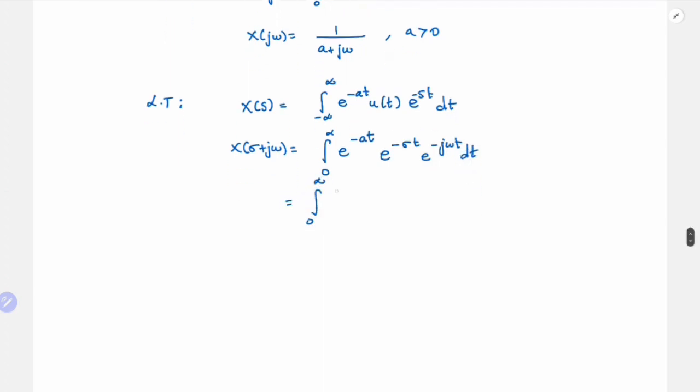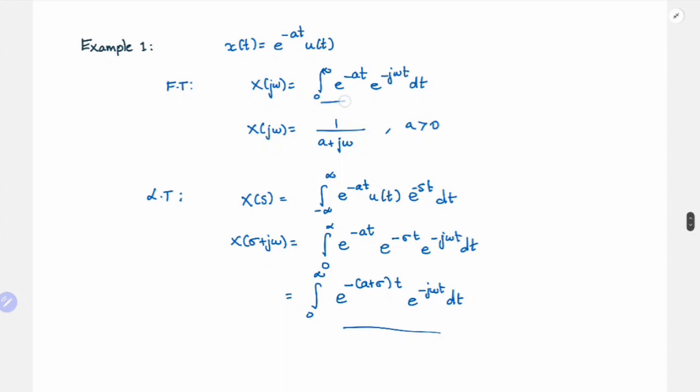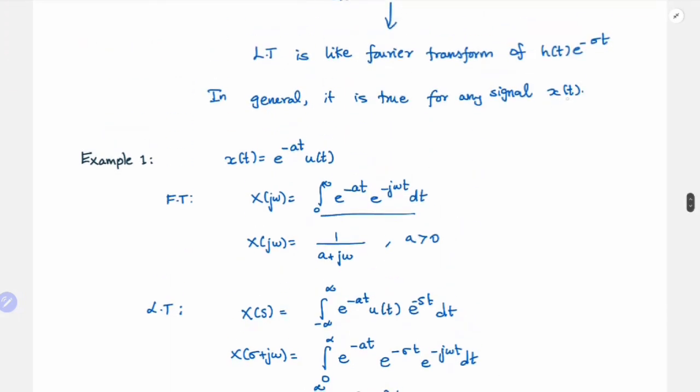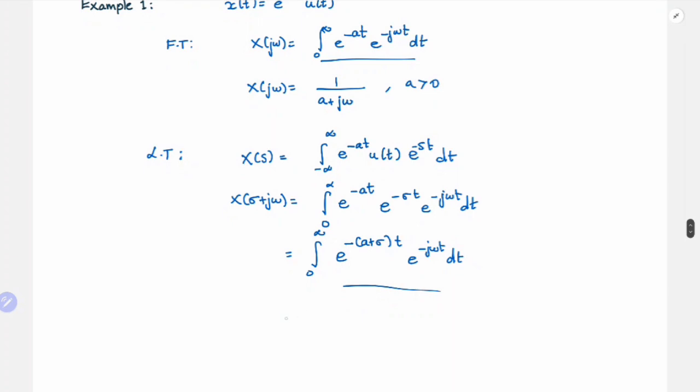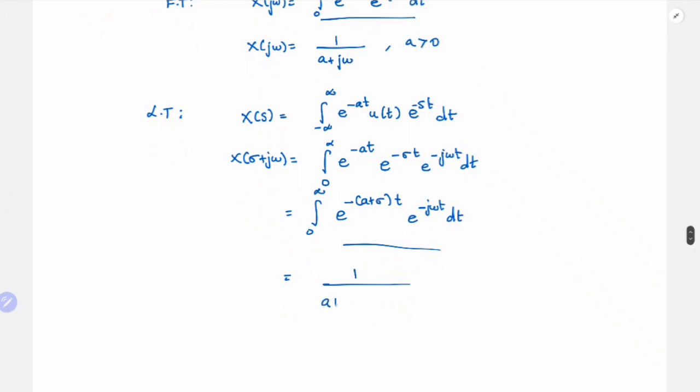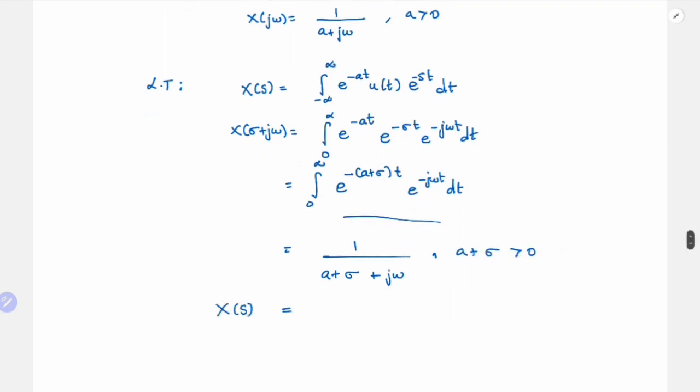So now we can combine this into minus (a plus sigma) t, e power minus j omega t dt. Now if you observe, this is similar to this one, just multiplied by a factor of e power minus sigma t. So that is what we were discussing here, right? So now for this it's going to be the same, just a is replaced with sigma plus a, or a plus sigma. So it is a plus sigma plus j omega, and we have a plus sigma greater than 0. So if we were to write in terms of s, we have 1 by a plus s, and real of s is greater than minus a.